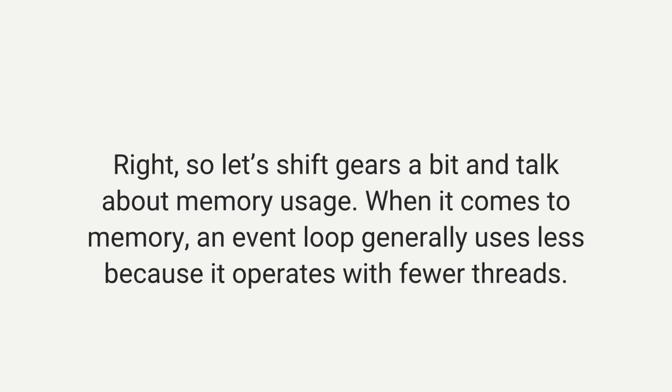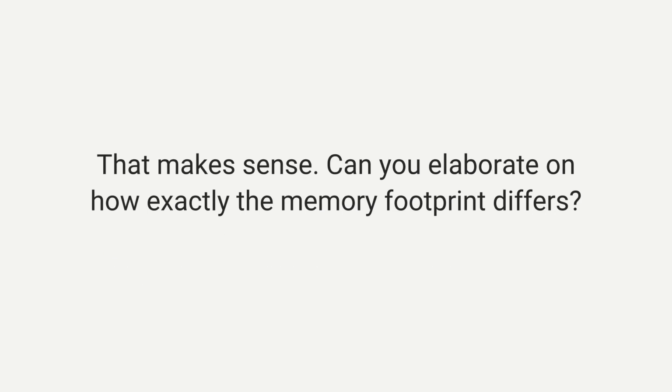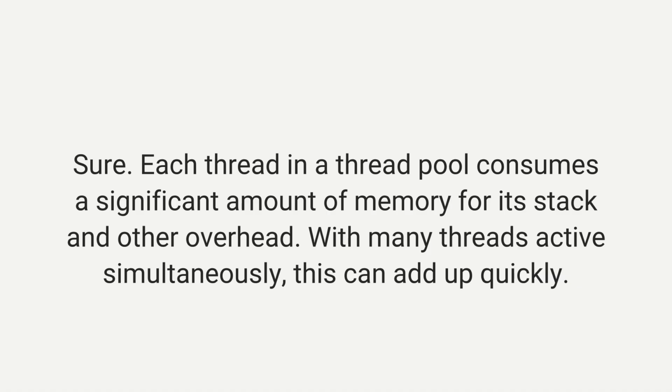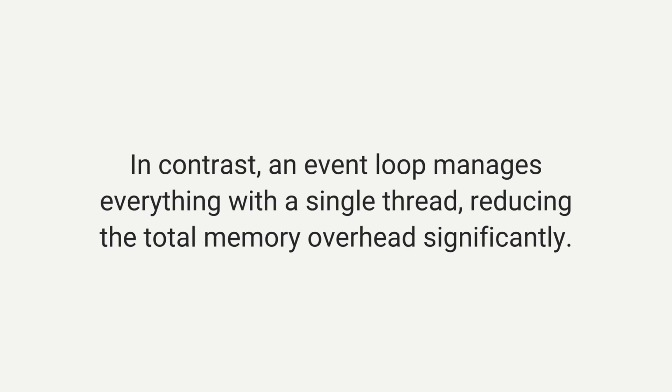Right, so let's shift gears a bit and talk about memory usage. When it comes to memory, an event loop generally uses less because it operates with fewer threads. That makes sense. Can you elaborate on how exactly the memory footprint differs? Sure, each thread in a thread pool consumes a significant amount of memory for its stack and other overhead. With many threads active simultaneously, this can add up quickly. In contrast, an event loop manages everything with a single thread, reducing the total memory overhead significantly.